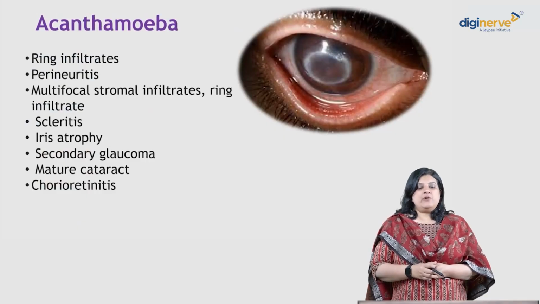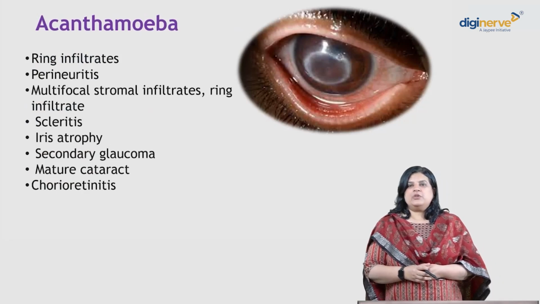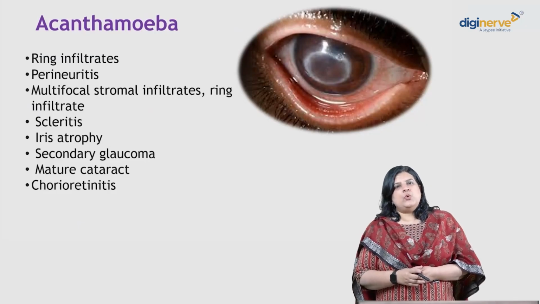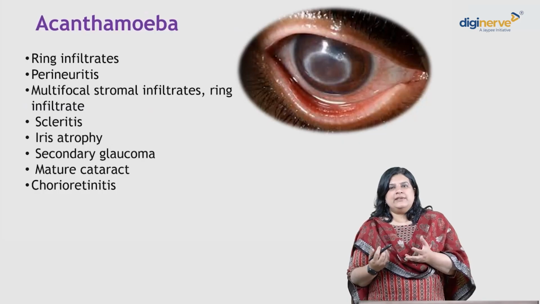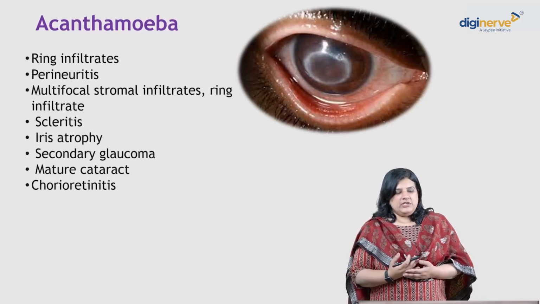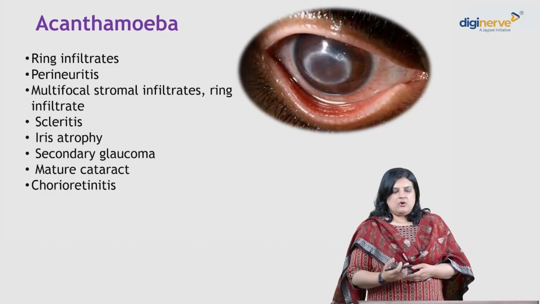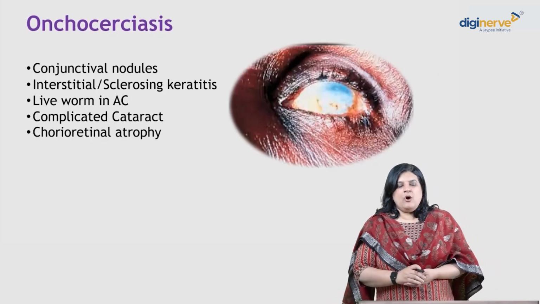Acanthamoeba results in ring infiltrates, perineuritis, multifocal stromal infiltrates, scleritis, iris atrophy, quite a painful condition seen in patients who usually go in swimming pools or in pools that are not clear or ponds which have muddy water. These patients, if untreated, can go on to develop secondary glaucoma and even chorioretinitis in some cases.